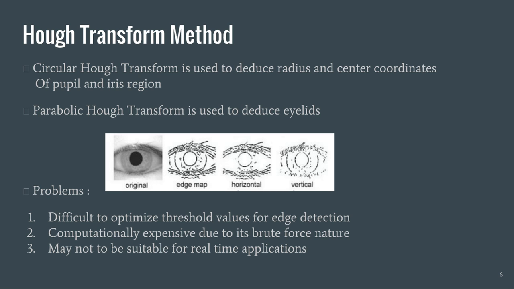In the Hough transform method, a circular Hough transform is used to deduce the radius and center coordinates of the pupil and iris region, and another, parabolic Hough transform is used to deduce the eyelids. There are also some problems that I mentioned before. First of all, the segmentation that it gives you might not be perfect, but it's time efficient. And as you might notice, it's very computationally expensive due to its brute force nature, and it may not be suitable for real-time applications.